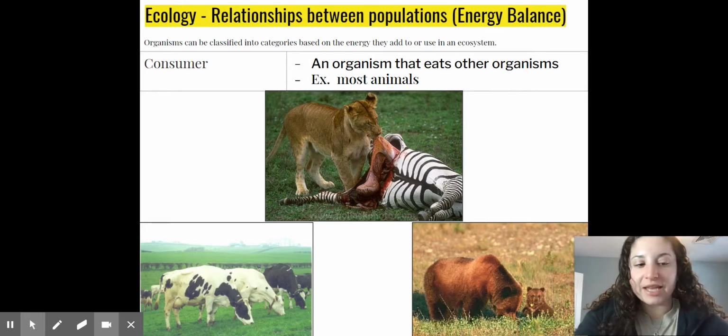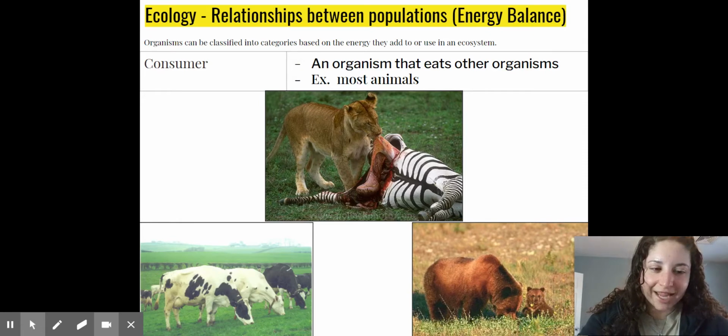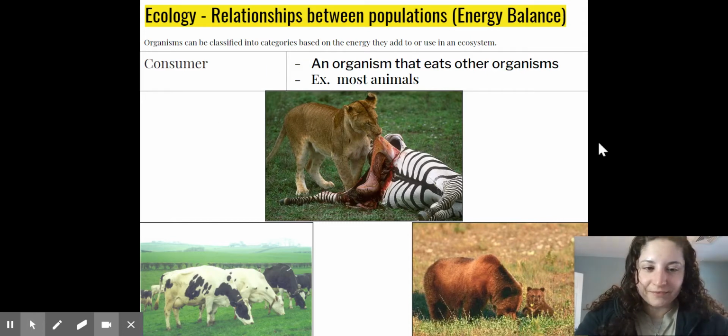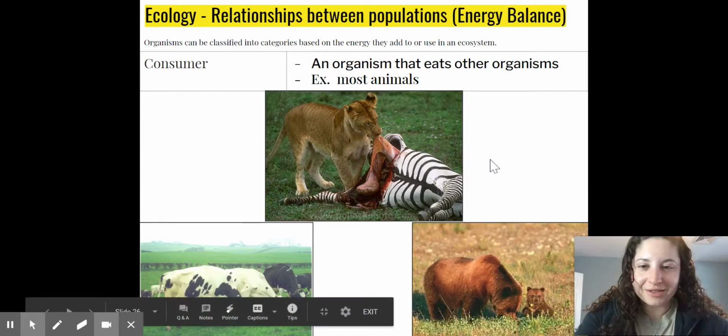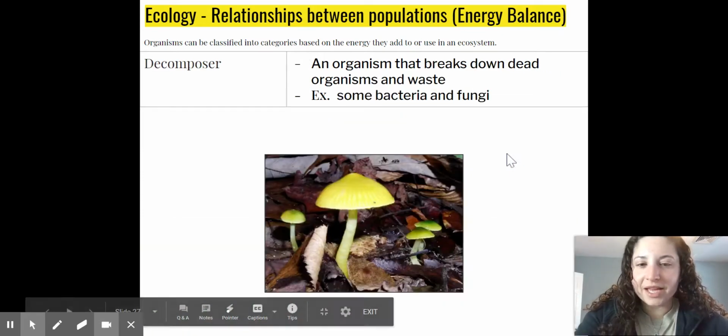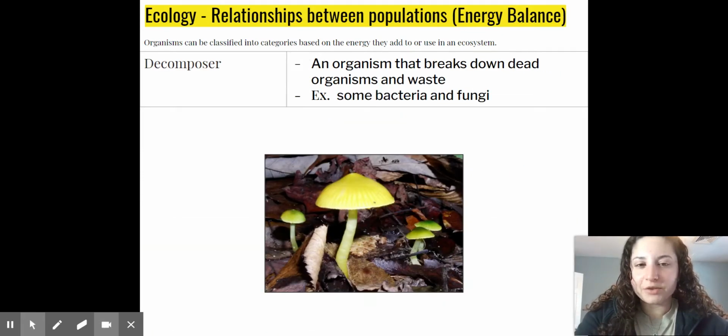So you can have different levels of consumers, and we'll get into this on a further slide. But like I said, either a consumer is eating a plant or a consumer is eating another animal that eats a plant. So there's a lot of predation going on. And then finally, you can have a decomposer. So this is mostly your fungi. And this is an organism that eats or breaks down dead organisms and waste.